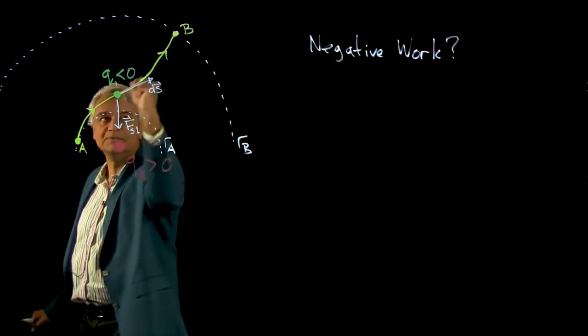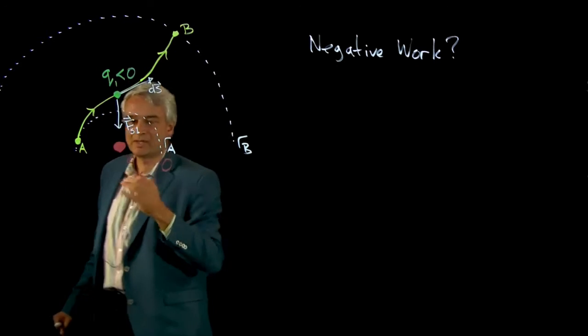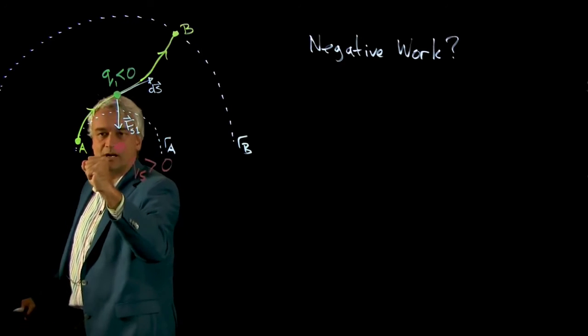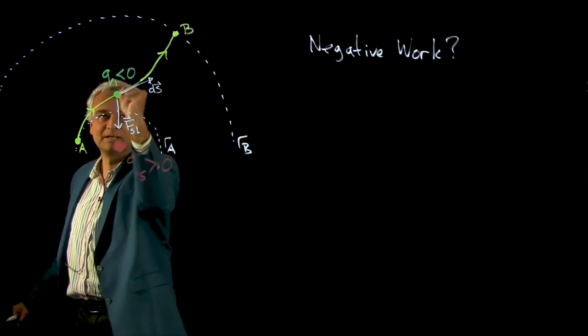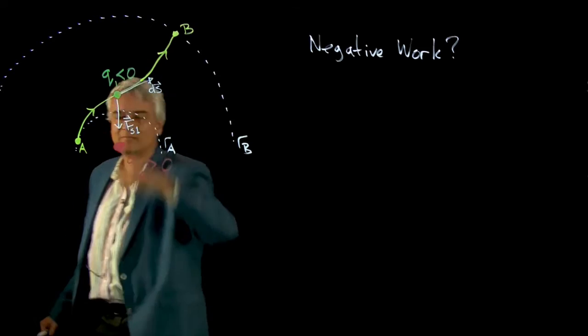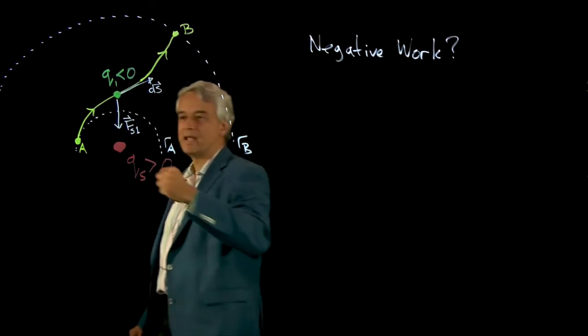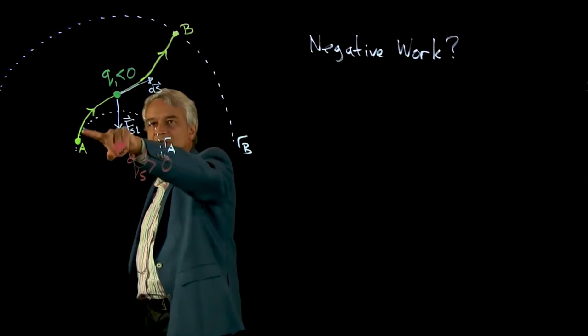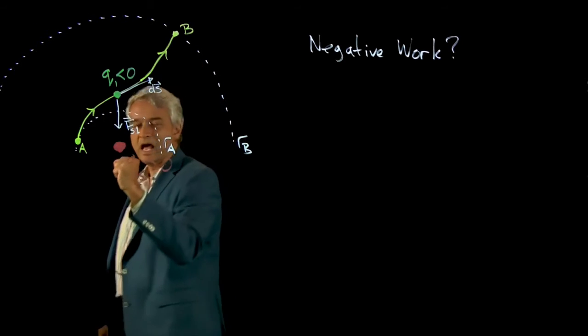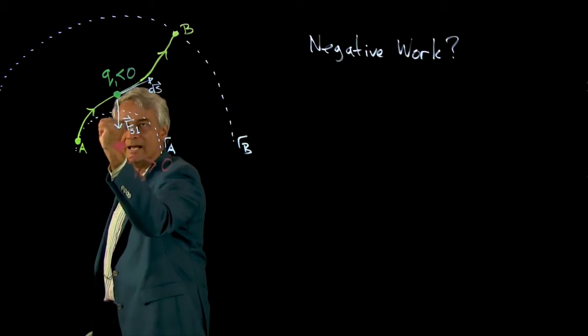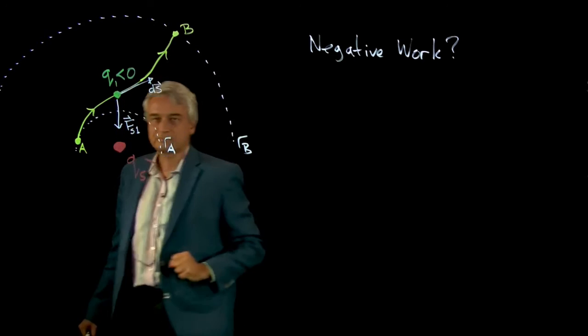I'm pushing it outwards. So me, the external agent, I'm doing positive work. I'm pushing, pushing, pushing to keep this thing moving at constant speed from A to B. When I, as an external agent, want to move this charge at constant speed along this curve, I have to do work pushing it against the field.